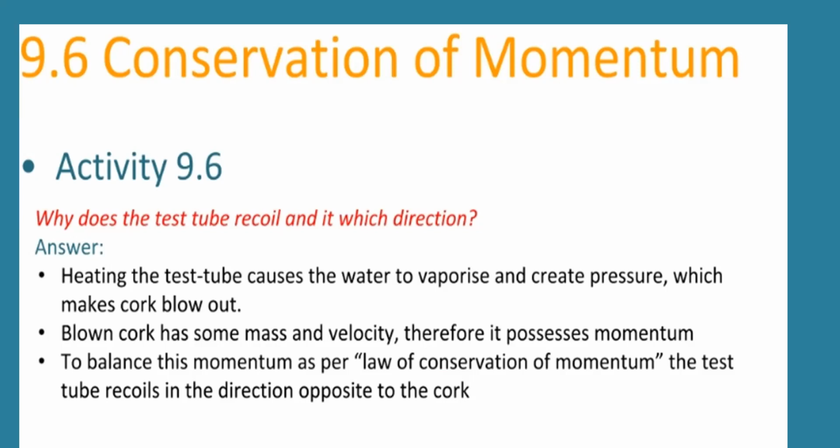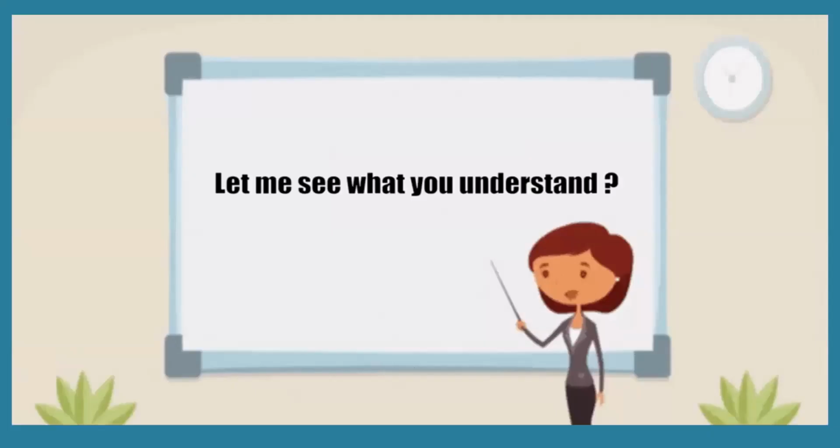Heating the test tube causes the water vapor to create pressure, which makes the cork blow out. The blown cork has some mass and velocity. Therefore, it possesses momentum. To balance this momentum as per the law of conservation of momentum, the test tube recoils in the direction opposite to the cork.